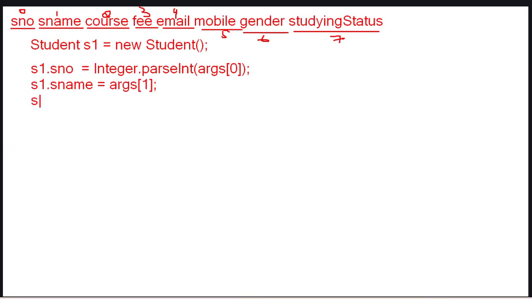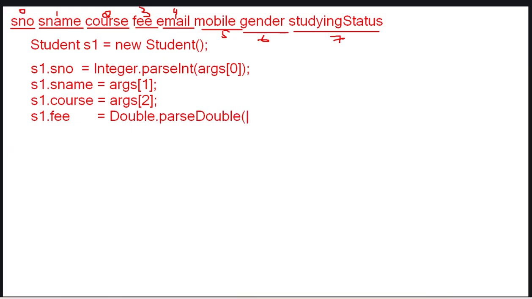Directly args of 1. s1 dot course. Course is a string. The passed value is already available in the string format. No need of any conversion. s1 dot fee. Fee is a number, should convert. So Double dot parseDouble of, what do you write? args of, what is the number? 3.